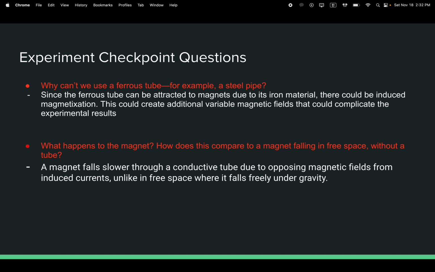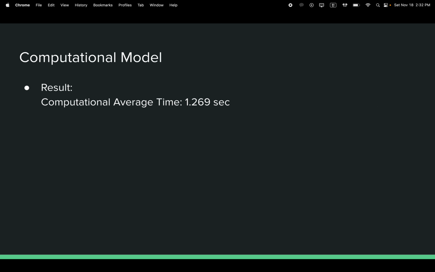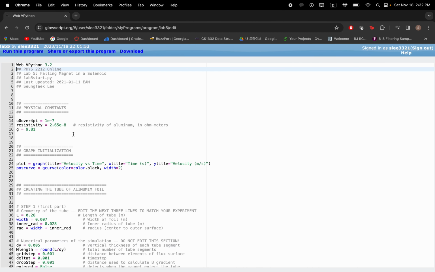And what happens to the magnet? How does this compare to a magnet falling in free space without a tube? A magnet falls slower through a conductive tube due to opposing magnetic fields from induced currents, unlike in free space where it falls freely under gravity. In other words, the time measured will be a lot slower than a free-falling magnet. And I'll move on to the computational model.